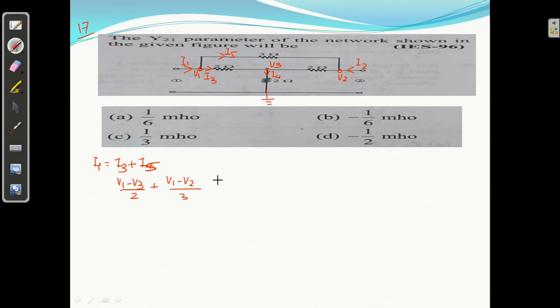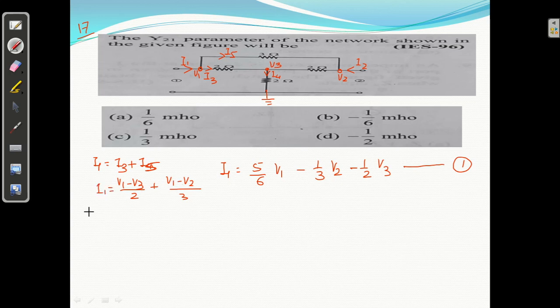So if you solve it, after taking the LCM, I1 equal to what? 5 by 6 V1 minus 1 by 3 V2 minus 1 by 2 V3. You will get equation number 1. So if you solve it, you will get this equation. This is I1 equal to.